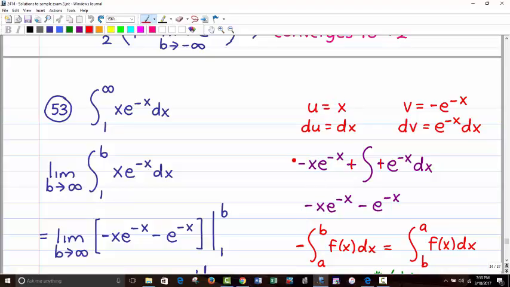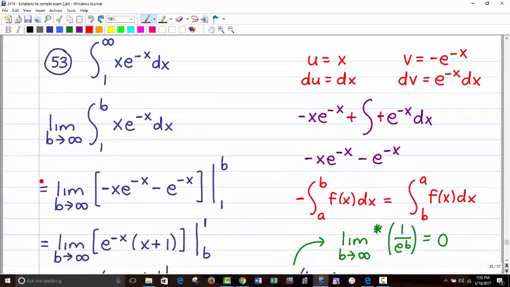You'll end up with negative x e to the negative x plus the integral of e to the negative x. So now we have this. Then I went ahead and integrated here instead of over here, which is fine, obviously. So I just got rid of all the integral stuff here. So the antiderivative of e to the negative x would be negative e to the negative x. So this is the entire antiderivative right here.